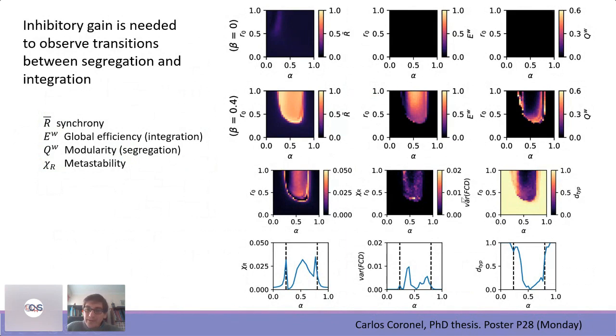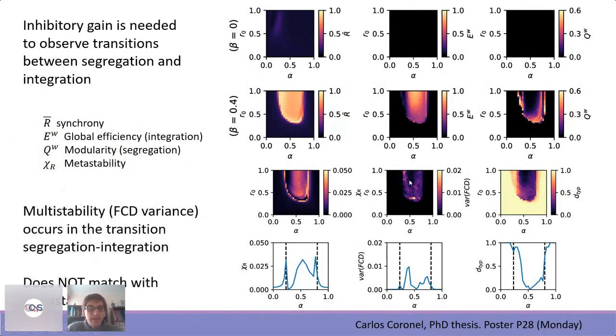But why am I showing you this? Because we also measure the variance of the FCD in this setting, here in the BOLD-like generated signal that the model reproduces, because we can do it. We also see a region where we have a maximum variance of the FCD that we interpret as dynamical richness. This coincides with the boundary between no integration and integration, but also with the boundary between no synchrony and synchrony. So in this sweet spot, we have the maximum of the variance of the FCD.